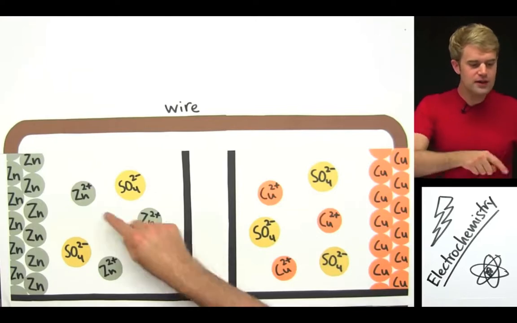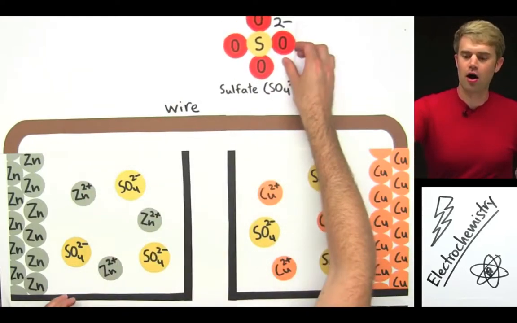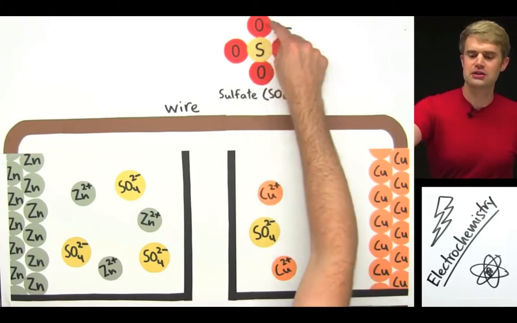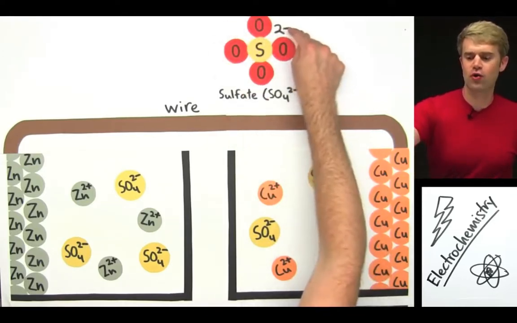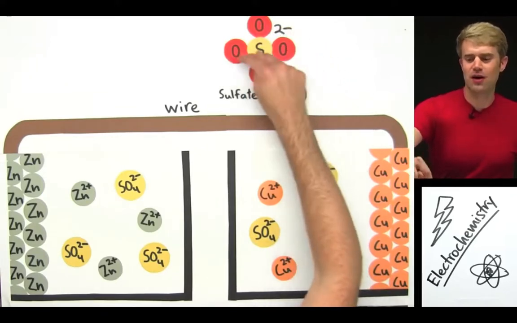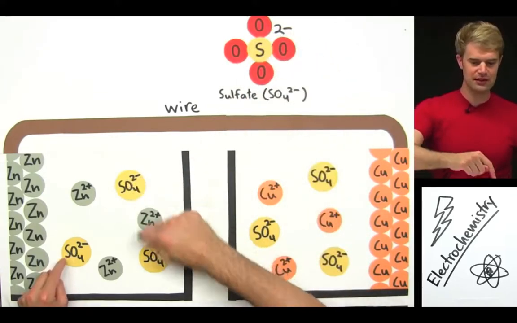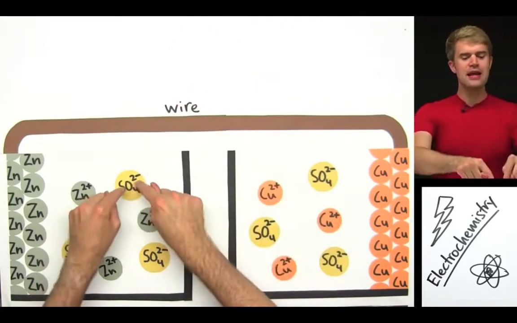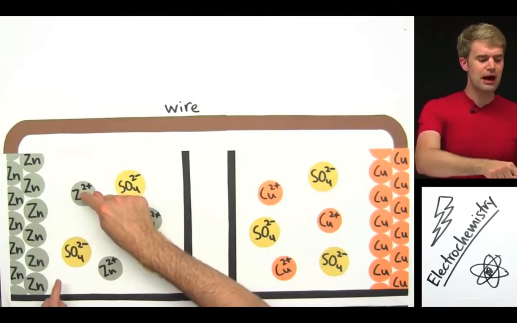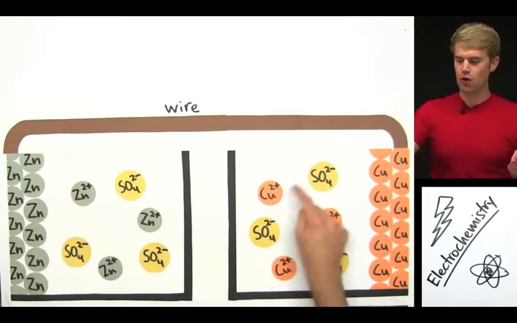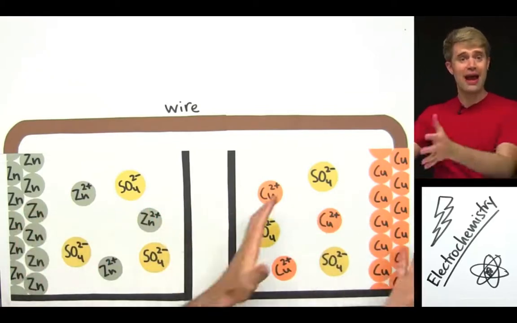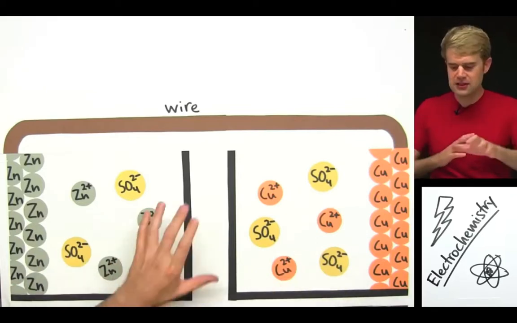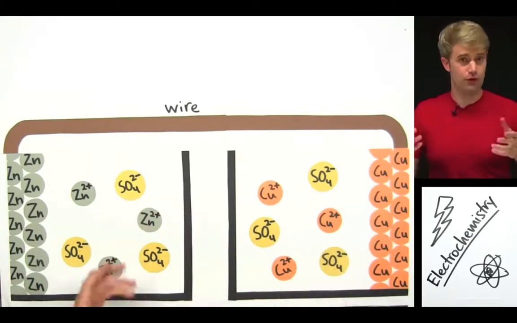But along with these metal ions are these polyatomic ions, sulfate, SO4 2-. It's a sulfur with 4 oxygens, and the whole thing has a 2- charge. I didn't want to have to keep using this thing, so I've just abbreviated these as SO4 2-. But the point is, the negative charge from the sulfate balances out the positive charge from the zinc or from the copper. So right here in my two half cells, the charges are balanced out. But let's look at what happens as the voltaic cell begins to run for a while.